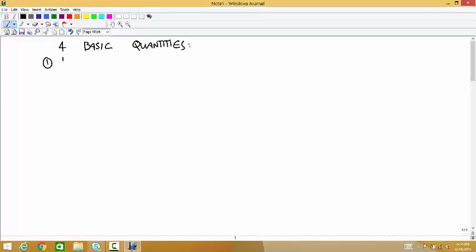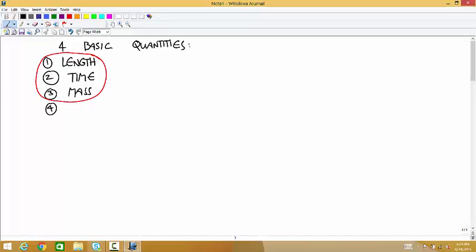So it's length, time, mass, and those are the ones that are going to matter in this class. And then there's the 4th one that's charge. If you take Physics 2, that's going to come up, but that won't come up in this class.